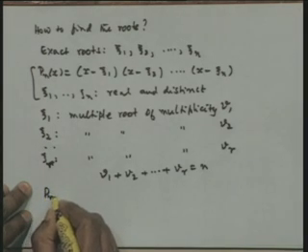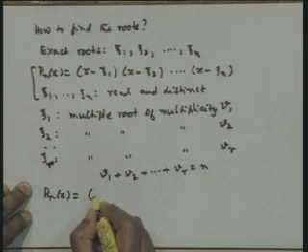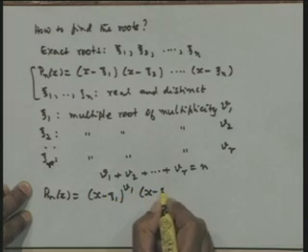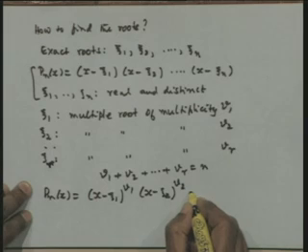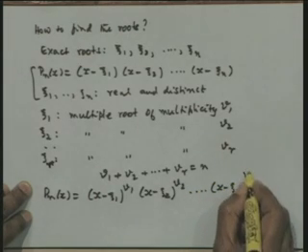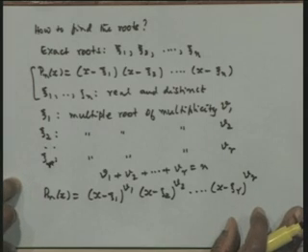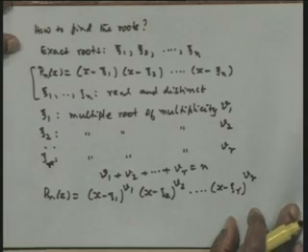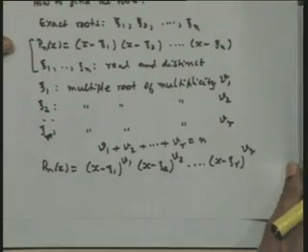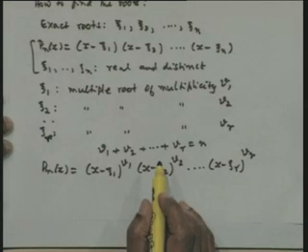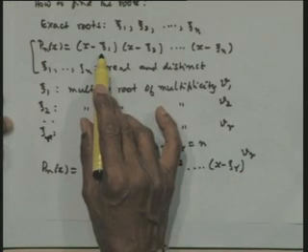That means I can write my polynomial as (x minus xi1) to the power of v1, (x minus xi2) to the power of v2, and so on, (x minus xir) to the power of vr. What we would therefore do is, if I want a real root, I will try to extract a real root from that particular equation.